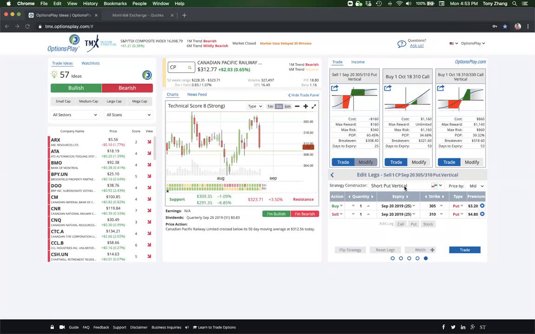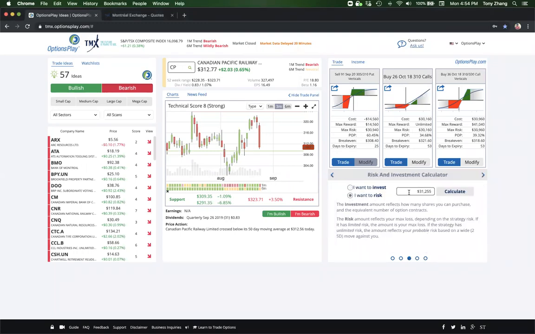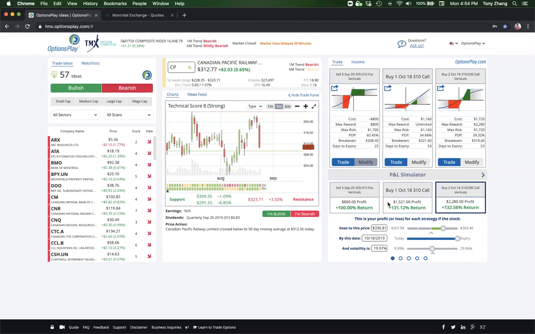In order to compare the credit spread to the call or the debit spread, I'm going to first normalize this by showing you this across the same risk profile. So let's say I'm willing to risk $2,000 on this trade. I can sell 5 contracts for the put credit spread. I can buy 1 contract of the call or 2 contracts of the debit spread. So I want to compare apples to apples here.